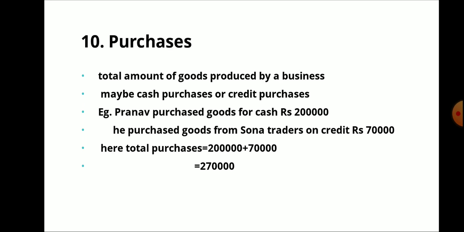10th one, purchases. Total amount of goods purchased by a business. May be cash purchases or credit purchases. For example, Pranav purchased goods for rupees 2 lakh. He purchased goods from Sona Traders on credit, rupees 70,000. Here total purchases is equal to rupees 2 lakh plus rupees 70,000, that is 2,70,000.